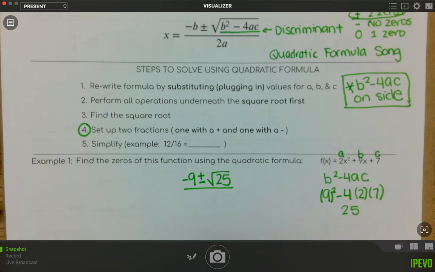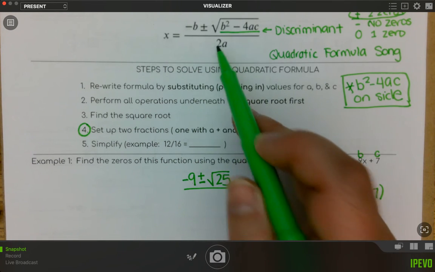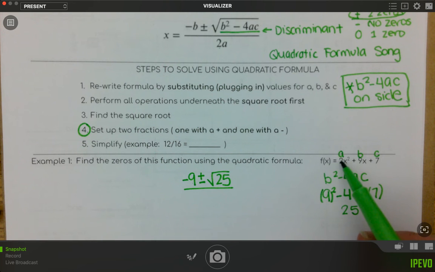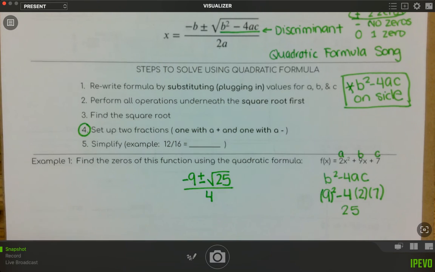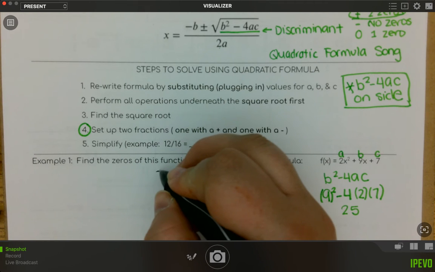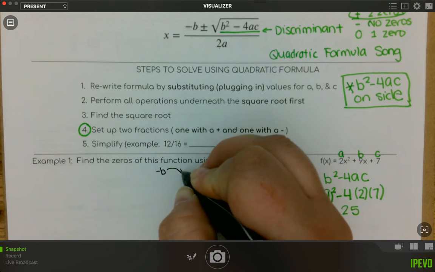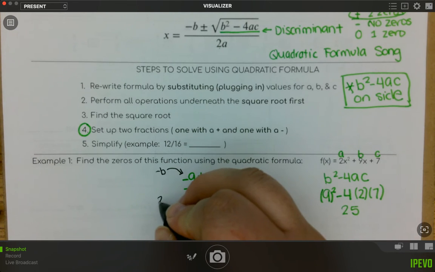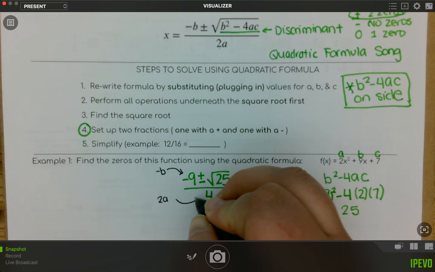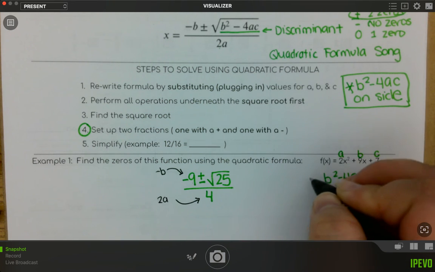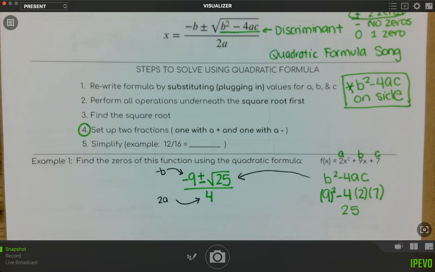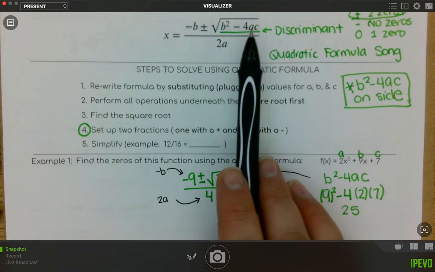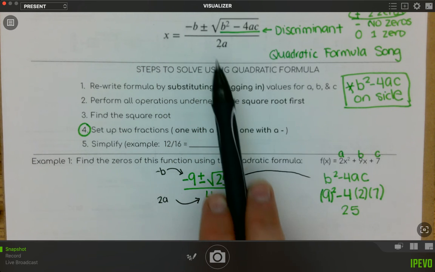And on the bottom, all over 2a. So 2a is 2 times 2, which is 4. Okay? And just to help some of you who are probably like, what? This is negative b, this is 2a, and this is the b squared minus 4ac. Those are really the three parts. Opposite of b, squared minus 4ac, and 2a.